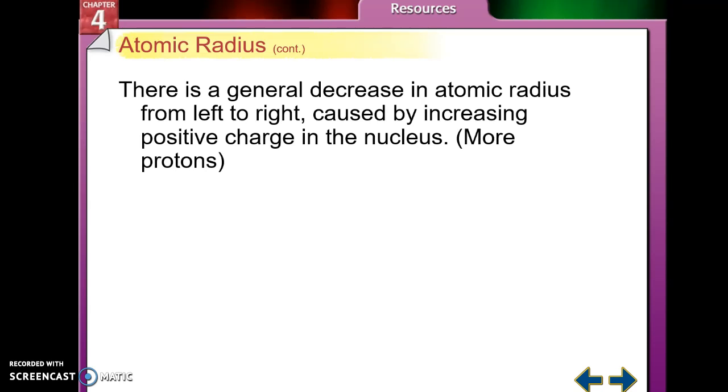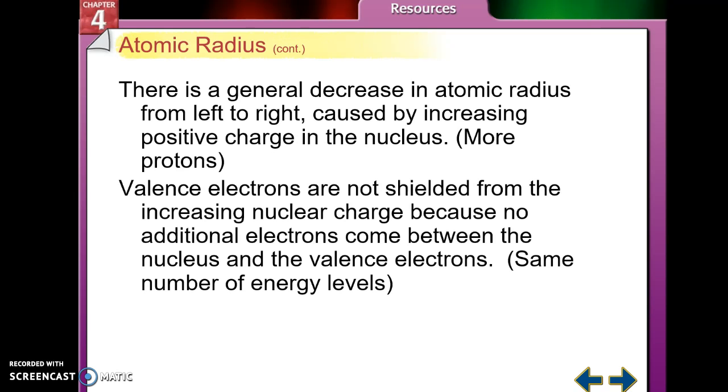Wait, what? Why? Because you're adding more protons, more neutrons, and more electrons. But as you add more protons and more electrons on that same energy level, going from left to right, the radius is going to decrease because you're increasing the positive charge. The electrons are not shielded from that increasing nuclear charge because there are no additional electrons between the nucleus and the valence electrons. So if you're on that same energy level, it's just going to get smaller. It's going to kind of collapse in on itself.